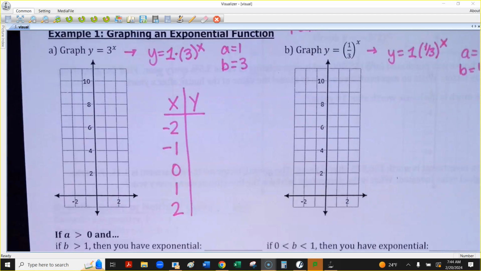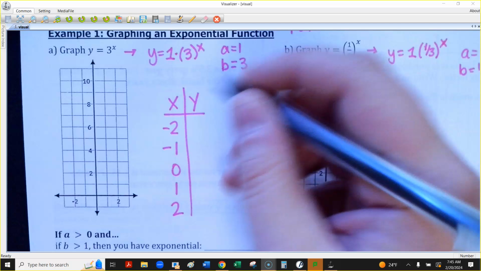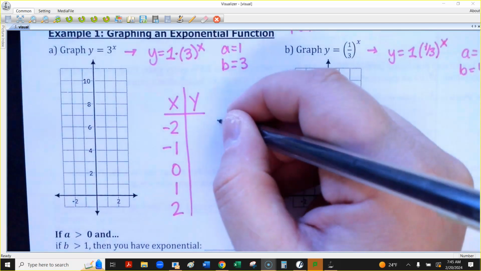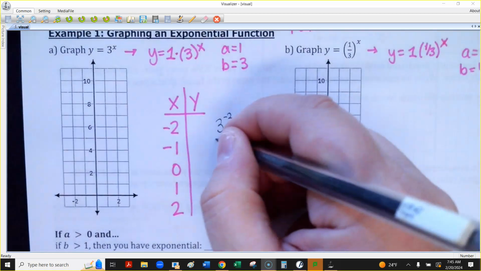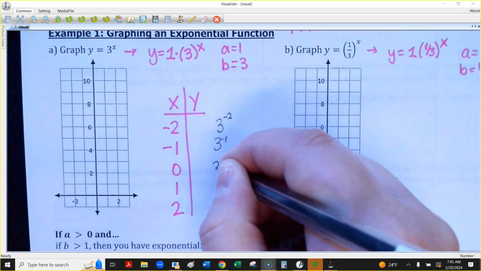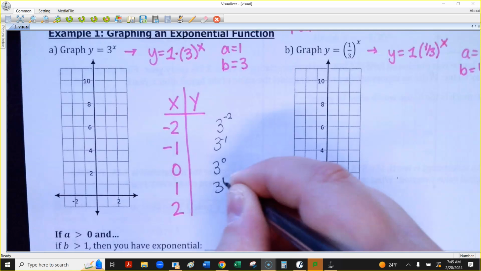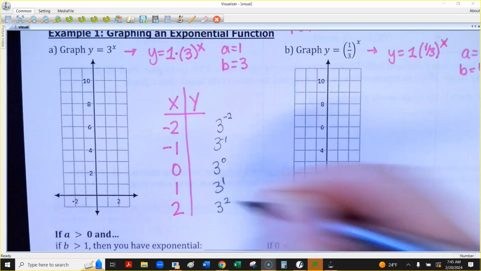You can pick any x values that you want to plug in. There's no restriction. It just can't be an imaginary number, which we wouldn't plug in anyway. But these are a good example of what the graph should look like if you can plot those 5 points. So I'm literally just going to plug this in. I'll do 3 to the -2, 3 to the -1, 3 to the 0, 3 to the first, and 3 to the second.